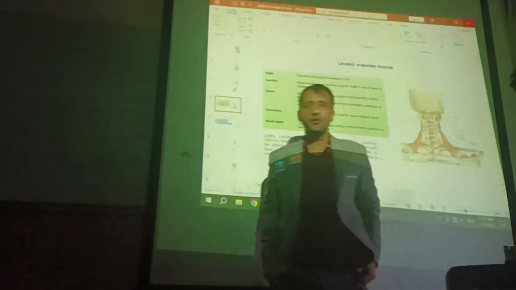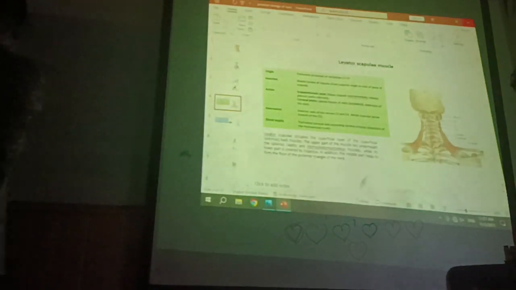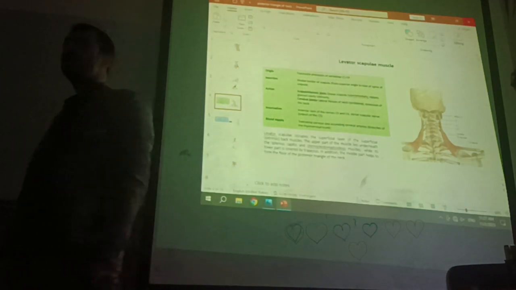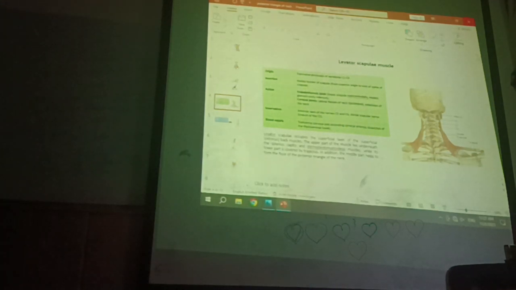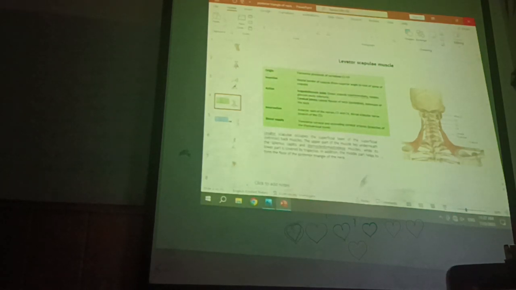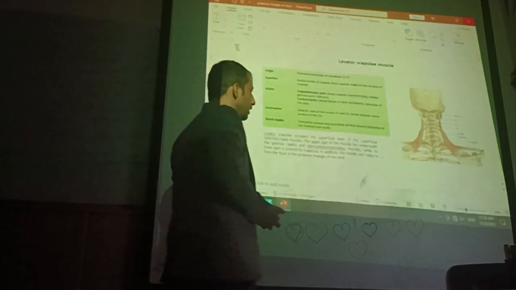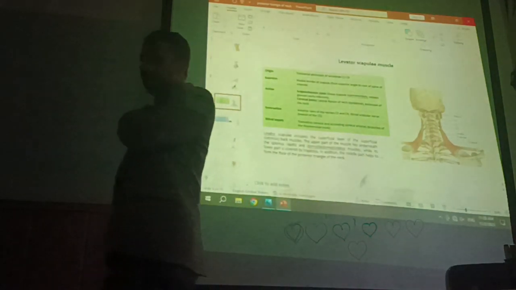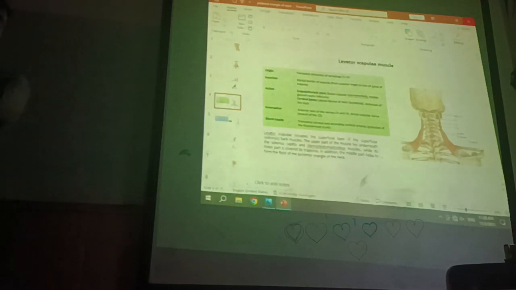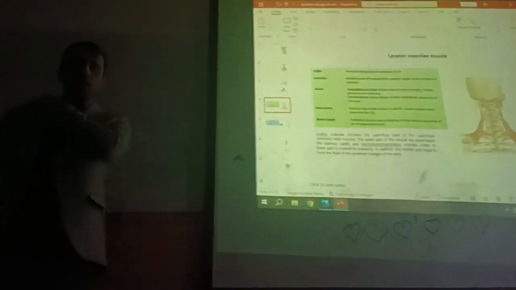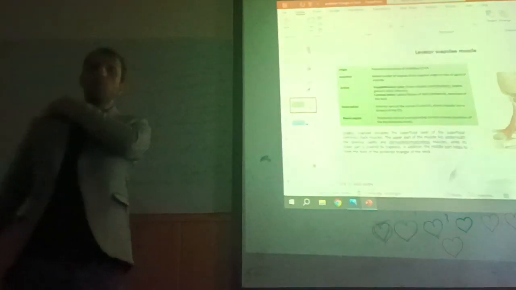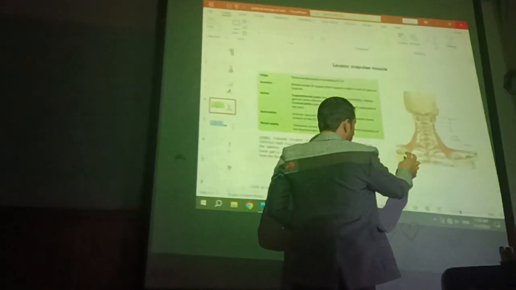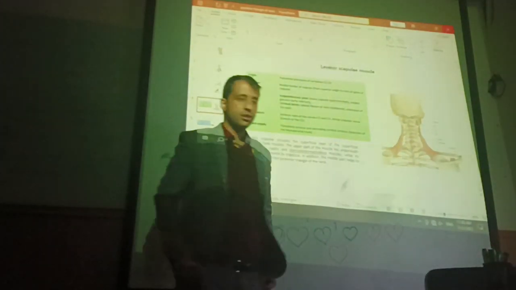Another muscle is levator scapula. The levator scapula originates from the transverse processes of cervical vertebrae C1 to C4. Its insertion, as you can see, is the medial border of the scapula, the superior border near the superior angle of the scapula, and also the root of the acromial process.